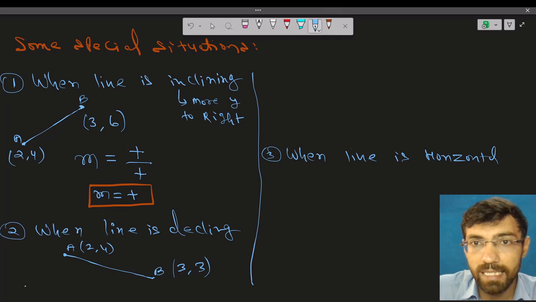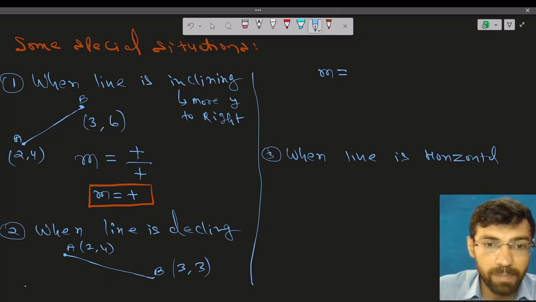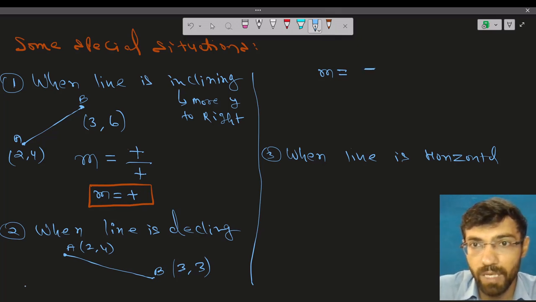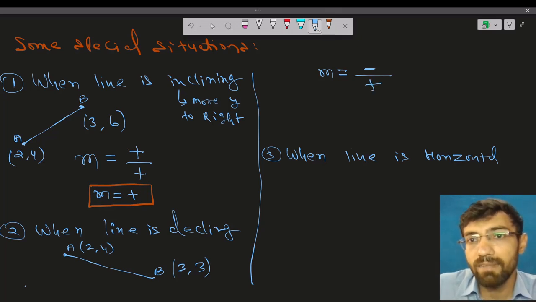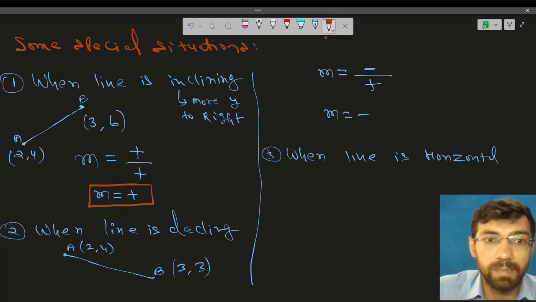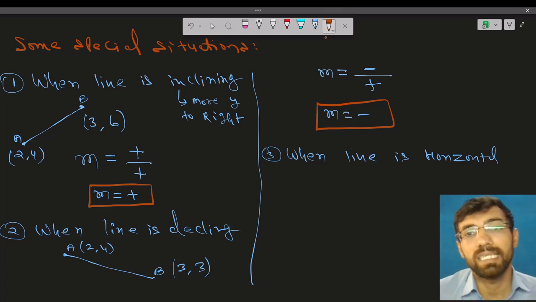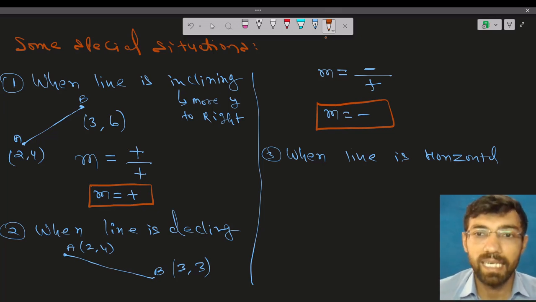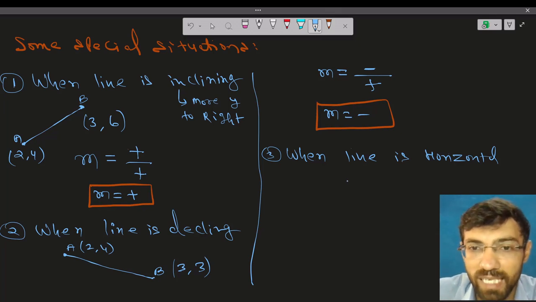In this case, if I try to calculate my gradient, it will be change in y upon change in x, that is 3 minus 4. When I do 3 minus 4, I will get some negative answer, upon 3 minus 2, which is positive. Negative upon positive, your gradient will be negative only. Okay, what we learned: when my line is declining, my gradient is negative.